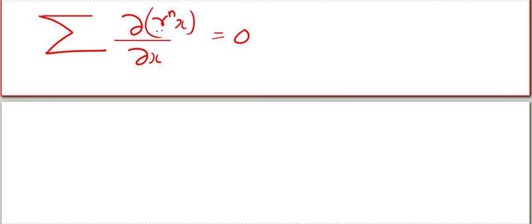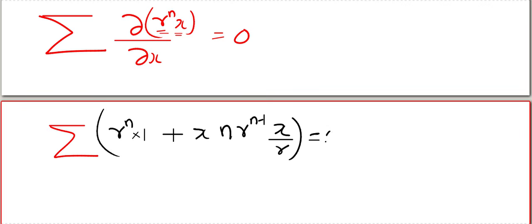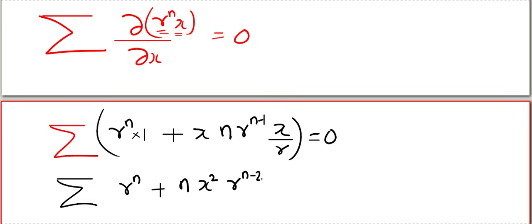Now you have to differentiate using product rule. Remember, r is a dependent variable. So sigma, use product rule, first function into derivative of the second, plus second function derivative of first into dou r by dou x, which is x by r. I am skipping steps. So sigma r power n plus what will happen here? This will become n x squared r power n minus 2 is equal to 0.